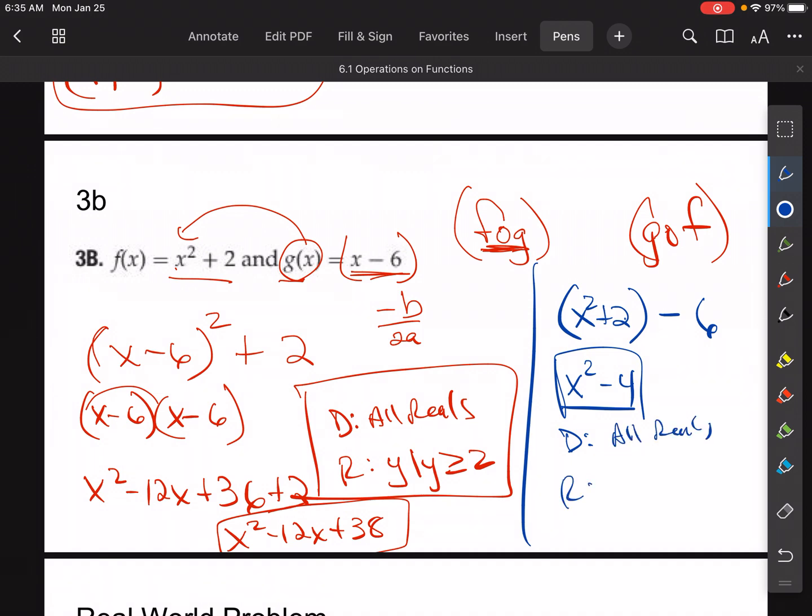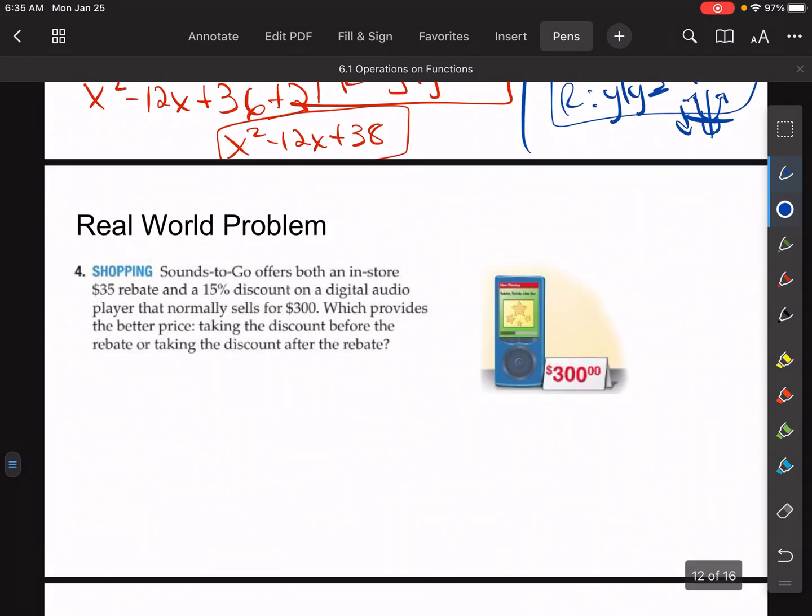The range here is going to be, well, this one's easy, because this graph looks like the x squared graph shifted down by 4. So now we're down here. So it's the y values where y is greater than or equal to negative 4. And we're done. That's how you evaluate those composition functions.